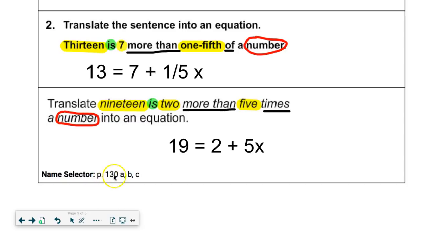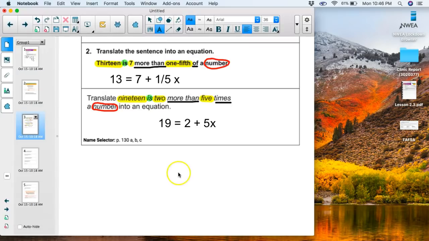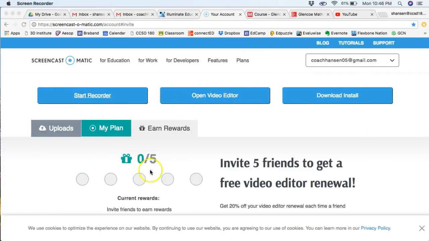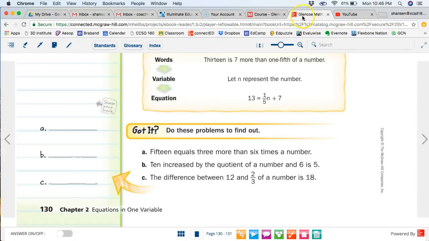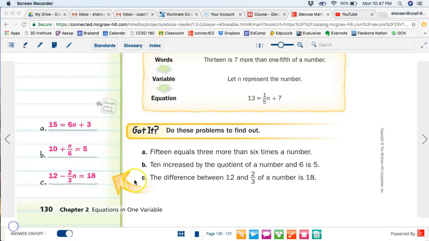Take a minute to get to page 130 in your book. You're going to be responsible for A, B, and C. I'll get there while you're getting there. I had my book open. Hey, look, there it is. Page 130, examples A, B, and C. We'll check back with you shortly. Please pause the video and work, and unpause when you're ready to check.